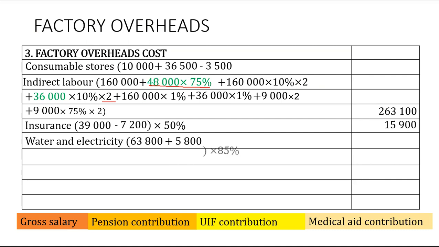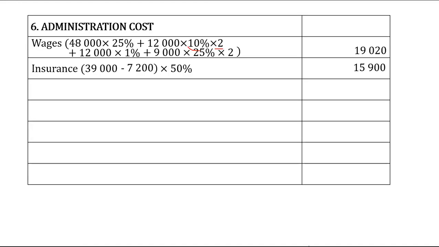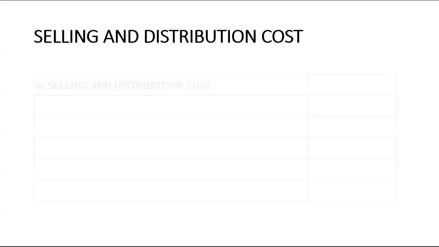Once you have adjusted, now you can allocate how much of this actual expense comes to factory overheads. Only 85% of the total amount will come to factory overheads, which will give us 59,160. The 7.5% of water and electricity adjusted will go to administration, which is 5,220. The other 5,220 will go to selling and distribution.